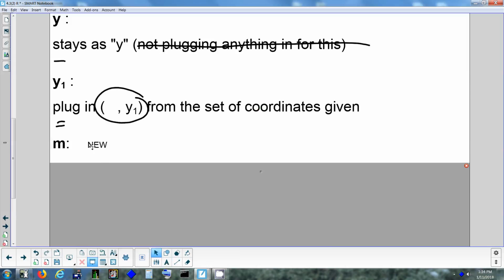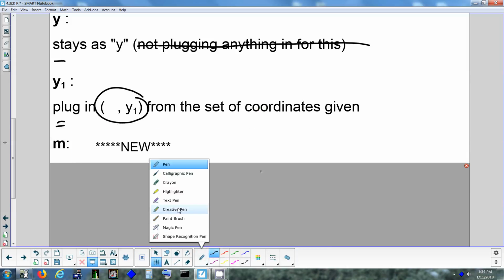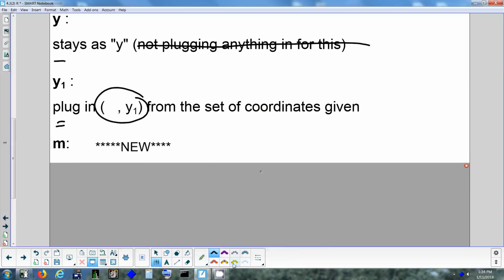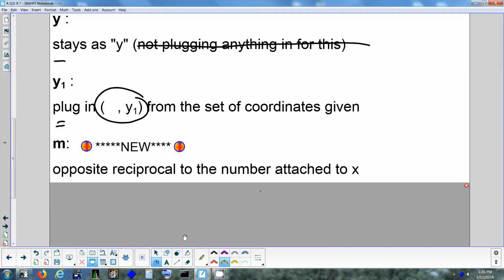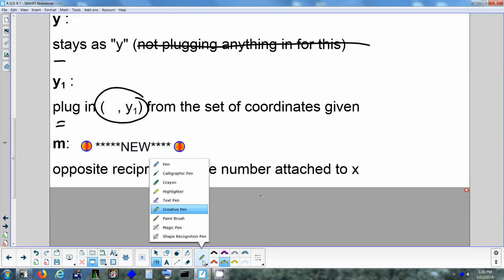Now, this is where it gets tricky, because now it's asking us for a line that's going to be perpendicular. So what are we going to make sure we do, Gemini? It's perpendicular now. So what are you going to make sure you do? What two things? Savannah? Well, first, put the same thing you put. And what else? Opposite. Reciprocal, right? This is the new part. So it's going to be the opposite reciprocal of the number that's attached to the x originally.